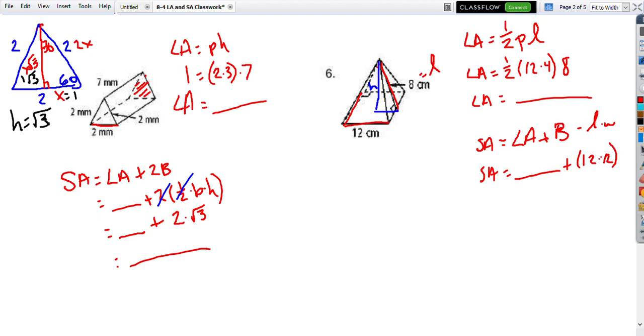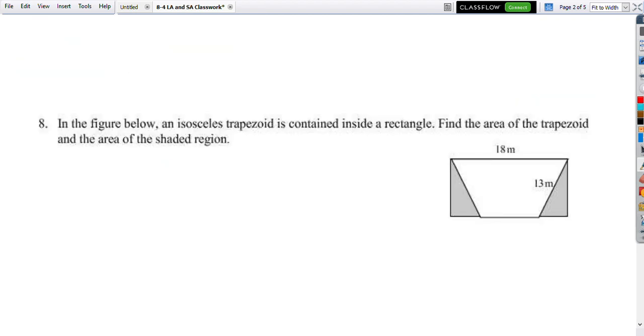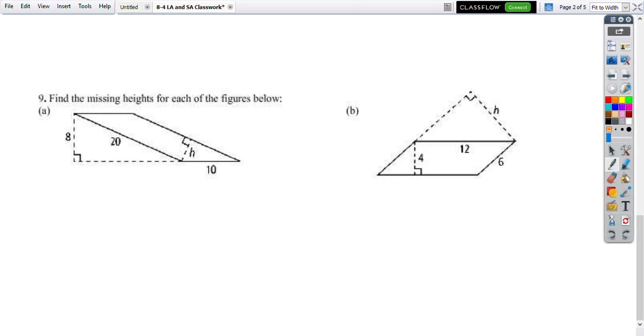Just cleaning that up because that 12 is pretty gnarly there. All right. And then you're going to identify what that surface area is there. Okay. Jumping down, find the missing heights.